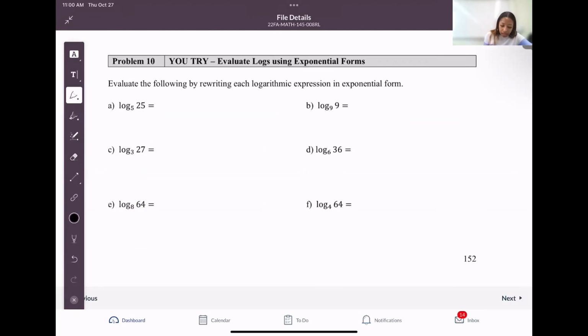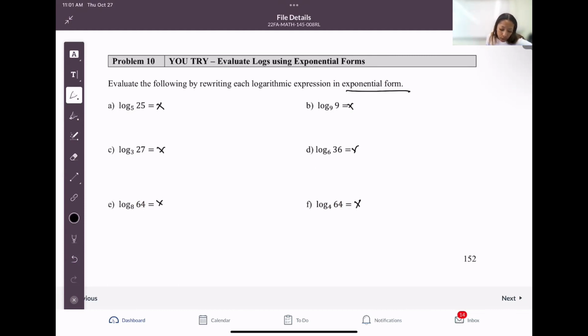So for all of these, I'm going to say they're equal to x, because we're trying to figure out what it equals. That's our unknown. And then we're going to rewrite these in exponential form and solve like we did in the beginning of the class.